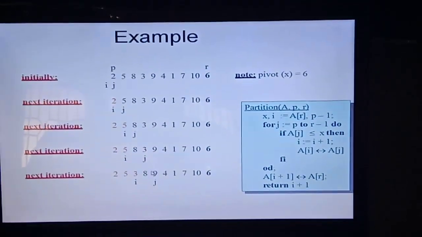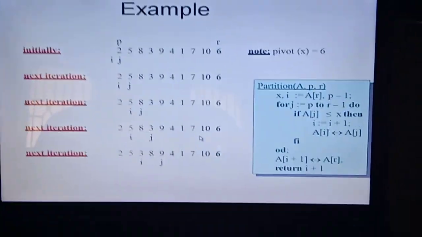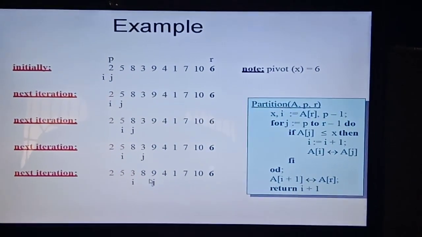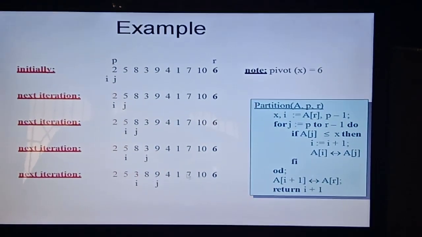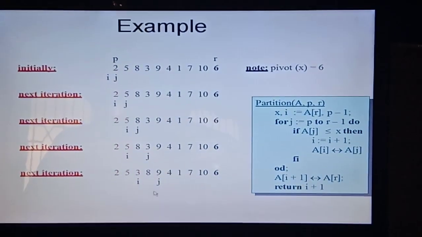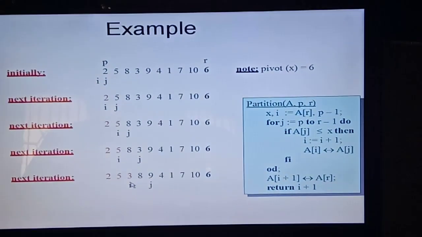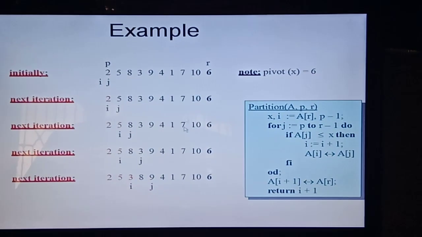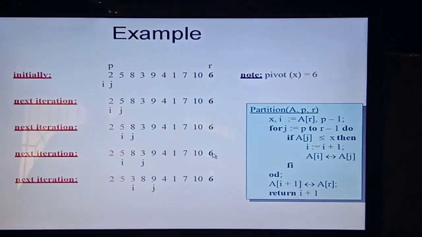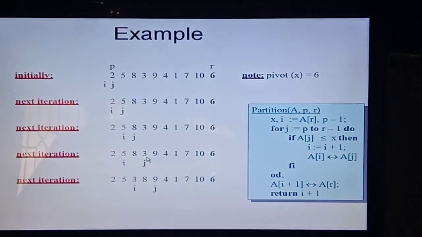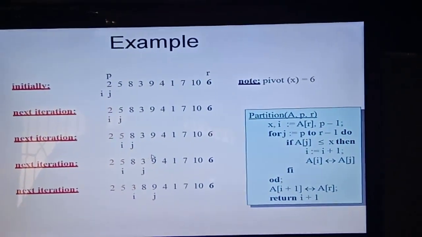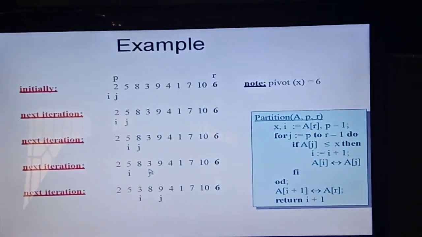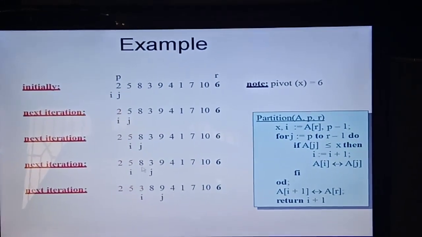So i retains its position because 8 is greater than 6. After swapping, i remains at the 3 position. At this position only it can exist because 8 is also greater than 6, and 9 is also greater than 6. I is not incremented; i is incremented when the element is less than the pivot, then move the element and swap. So when 3 is compared with 6, 3 is less than 6, then increment i and swap with j.